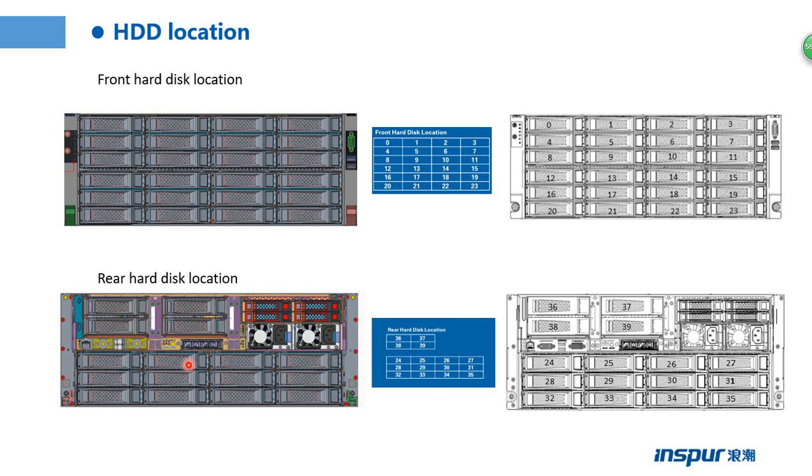And this one is the 12 real hard drives. This one is the real hard disk location. 1 to 23, and 24 to 35, and 36 to 39. The total number of the hard disks is 14.